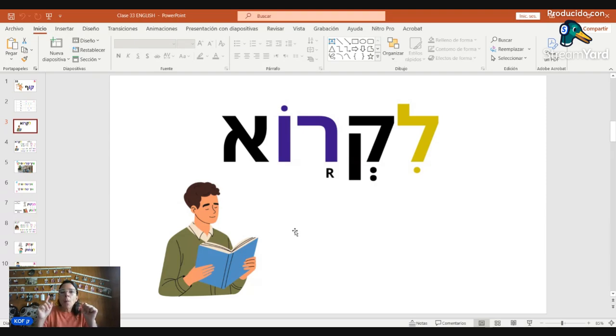And it's from Pa'al group. How do we know it's Pa'al? We know it's Pa'al because we see Holam Vav in this position. And we know it's a verb because we see Lamed. All the verbs in infinitive start with Lamed. Let's read together. Likro. To read.